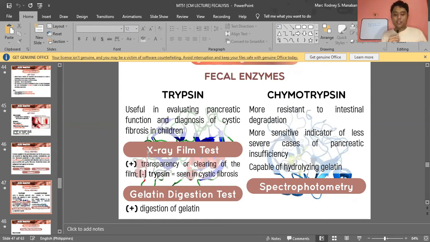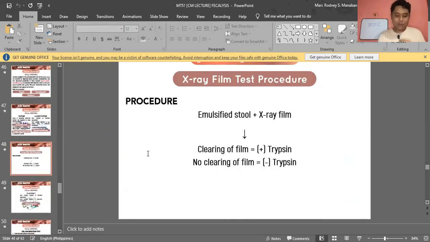Chymotrypsin is considered to be more resistant to intestinal degradation and a more sensitive indicator of the less severe cases of pancreatic insufficiency, and is capable of hydrolyzing gelatin. But ang main method is spectrophotometry. And the last enzyme is, joke pala, pa ang procedure sa X-ray film: emulsified stool, imo na siya ibutang sa X-ray film. If the stool contains trypsin, the X-ray film will be clear.